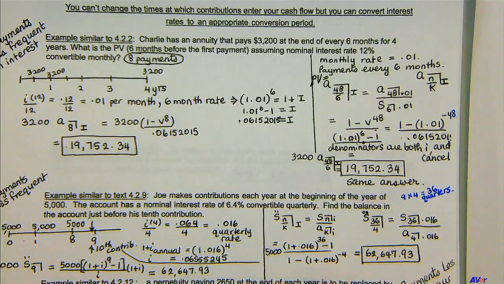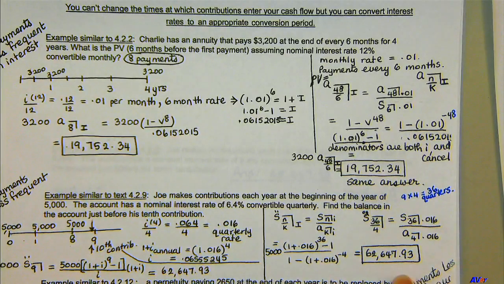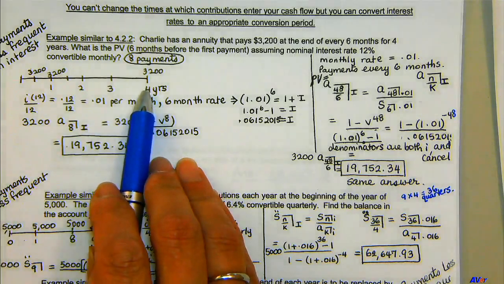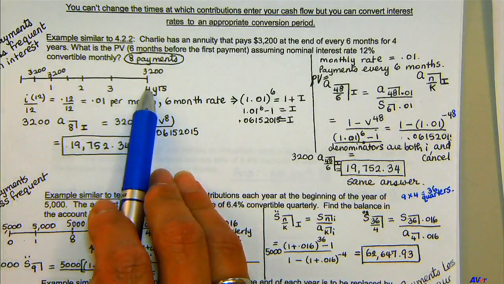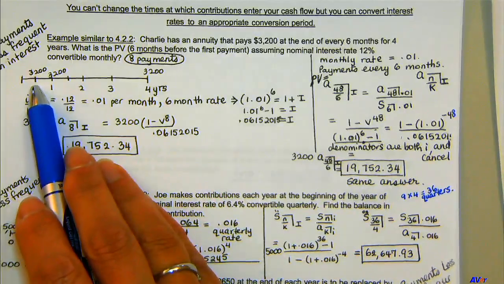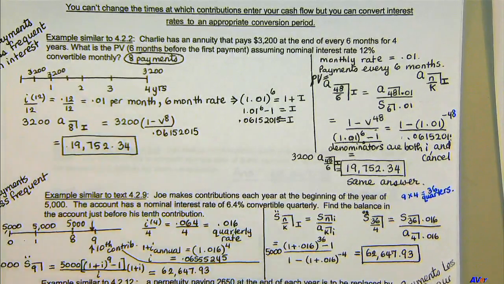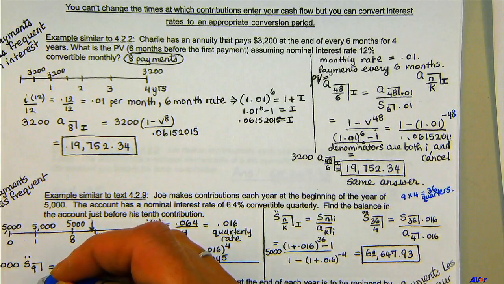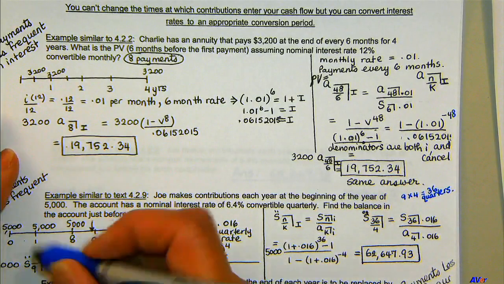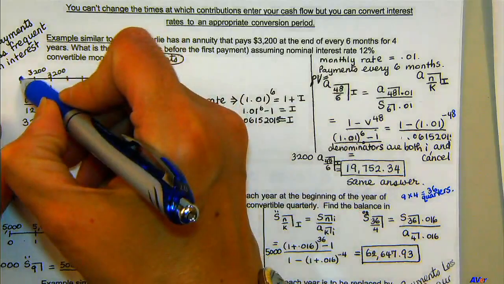The last time, I had asked you to look at these. The first one on the page was the Charlie problem. It says Charlie has an annuity that pays $3,200 at the end of every 6 months for 4 years. So I have my timeline here, 4 years, $3,200 at time 1/2 year, 1 year, 1.5 years, and so on. What is the present value 6 months before the first payment? So I'm looking for the present value right here.